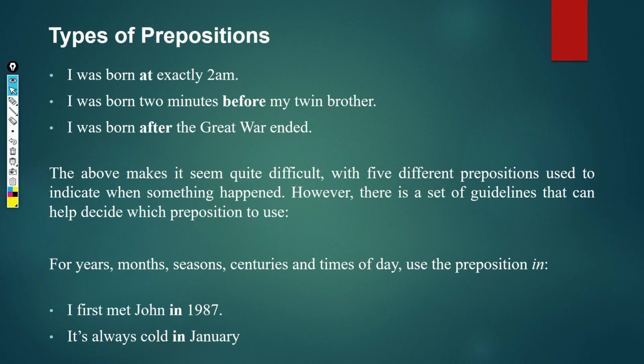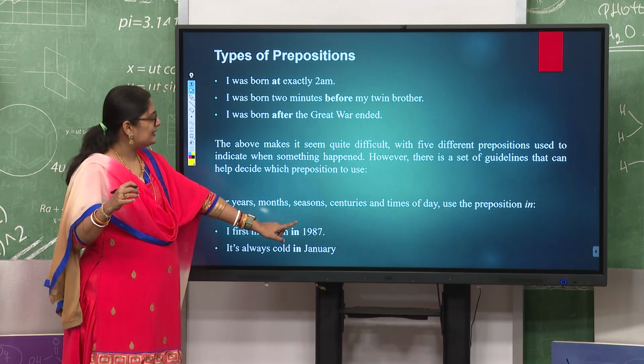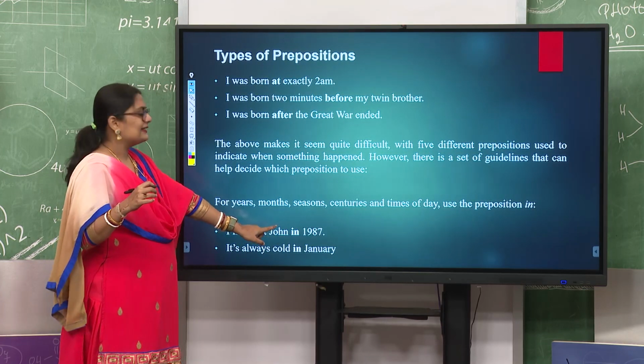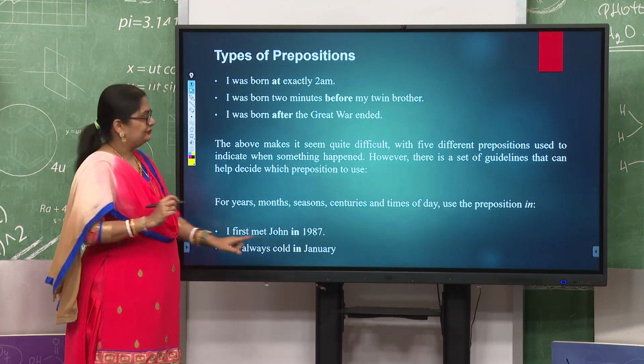The above makes it quite difficult, with 5 different prepositions used to indicate when and how events have happened. However, there is a set of guidelines that you children can follow to decide how to use a particular preposition. Now, for years, months, seasons, centuries and times, use the preposition in. Look how I have used the preposition in the following examples. I first met John in 1987. The preposition I am using here is in. It is always cold in January.